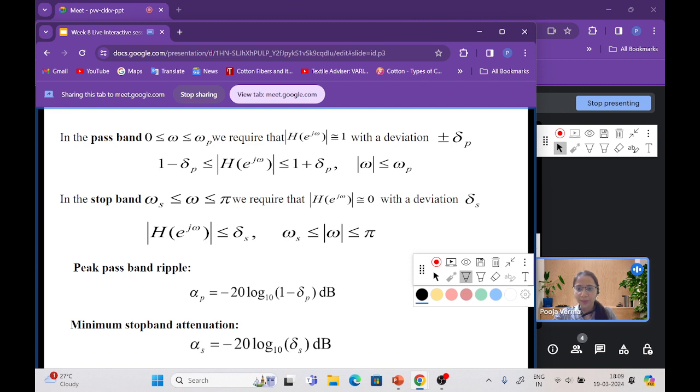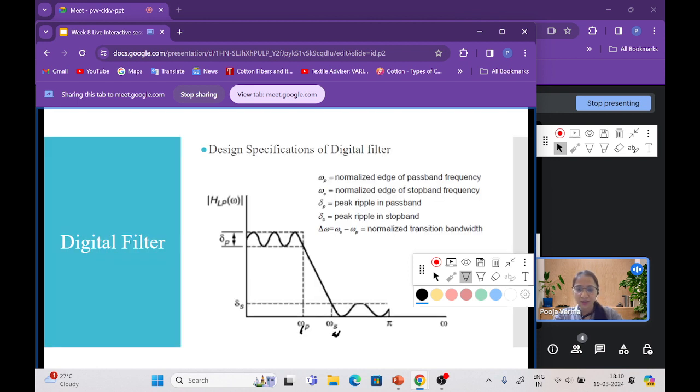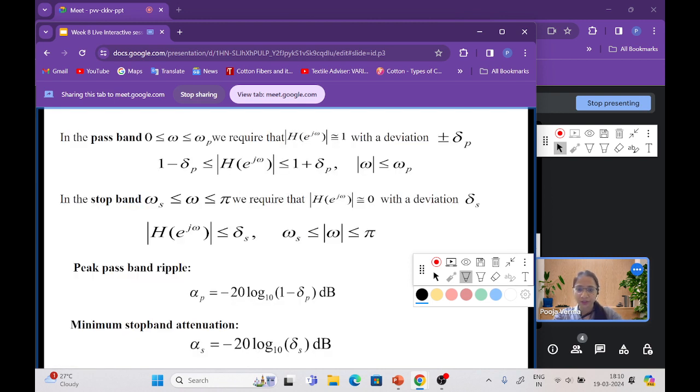Okay, next, in the pass band, the frequency is 0 to omega p. Already you have seen that in the frequency. This is the pass band frequency, so it varies from 0 to omega p. And what are the stop band frequencies? Stop band frequency varies from omega s to pi. Okay, this is the frequency, and this is the magnitude of a low pass filter. So the magnitude of the pass band varies from 1 minus del p to 1 plus del p. And similarly, the stop band magnitude or ripple can vary from minus del s to del s, or 0 to del s.